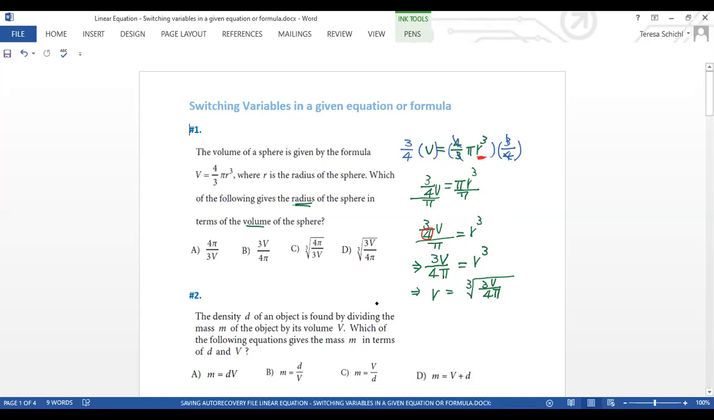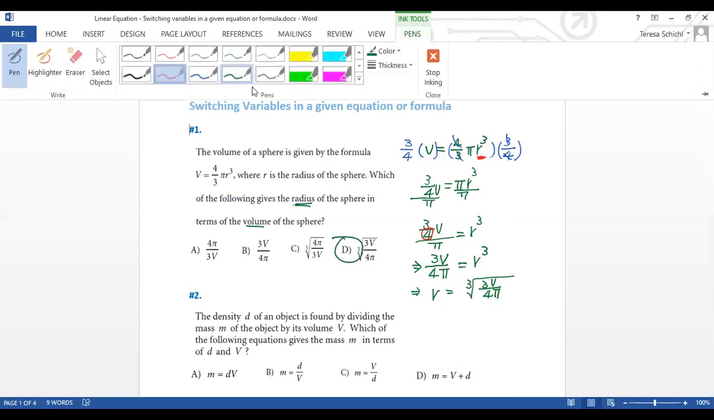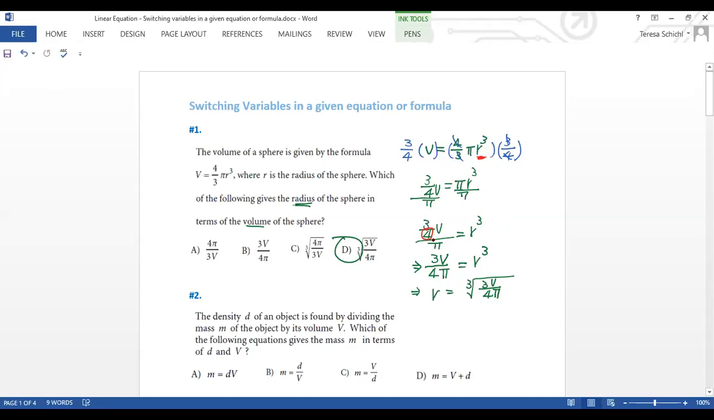Now let's take a look at where we have the answer here. For this problem, the key is that after the 3/4 of the V, you divide by pi. And then because the 4 is in the denominator, that's why the 4 is there.